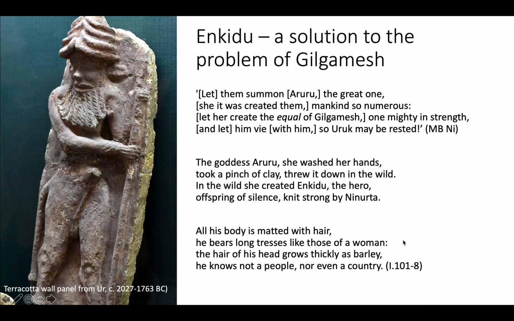So I might pause here a little bit. How is this guy an equal to Gilgamesh? Gilgamesh was most handsome. He was the king of Uruk. Enkidu knows not a people nor even a country. He's hardly the king. He's completely alone. He doesn't know anyone. He's also not most handsome. He's covered with fur, or hair, that is.